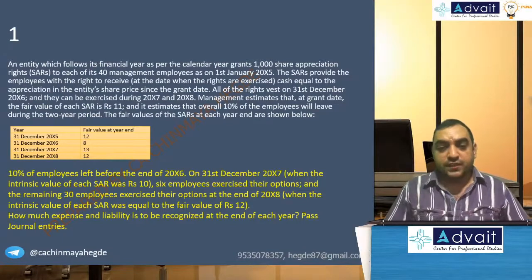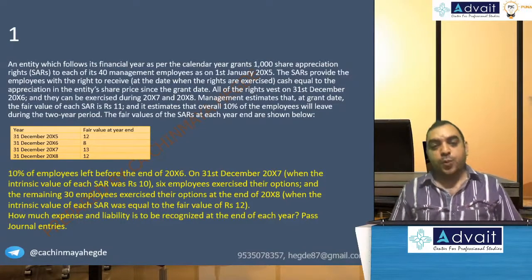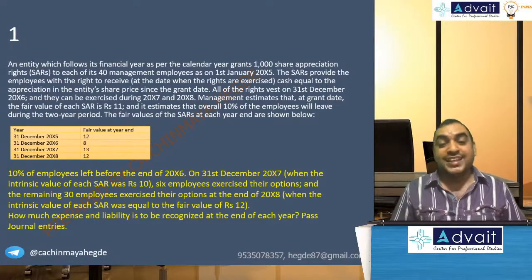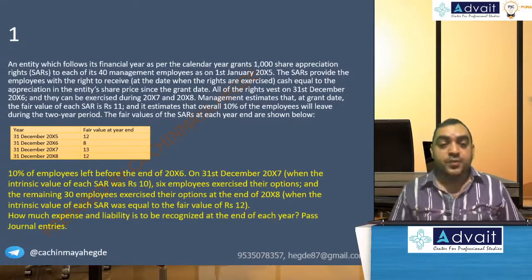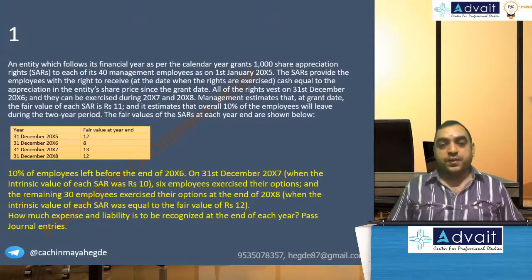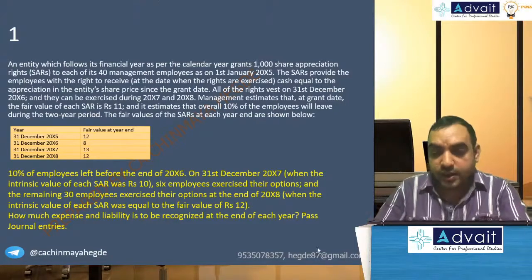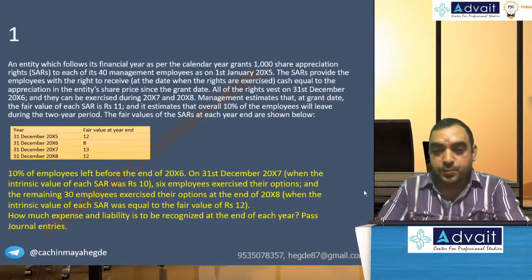On 31st December 2007, when the intrinsic value of SAR was 10 rupees, 6 employees exercised their options, and the remaining 30 employees exercised their options at the end of 2008 when the intrinsic value of each SAR was equal to the fair value of 12 rupees. How much expense and liability is to be recognized at the end of each year, with journal entries? Okay.